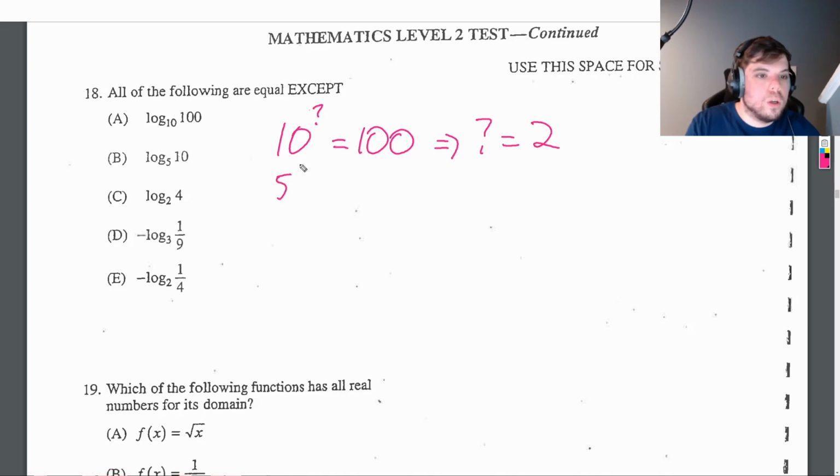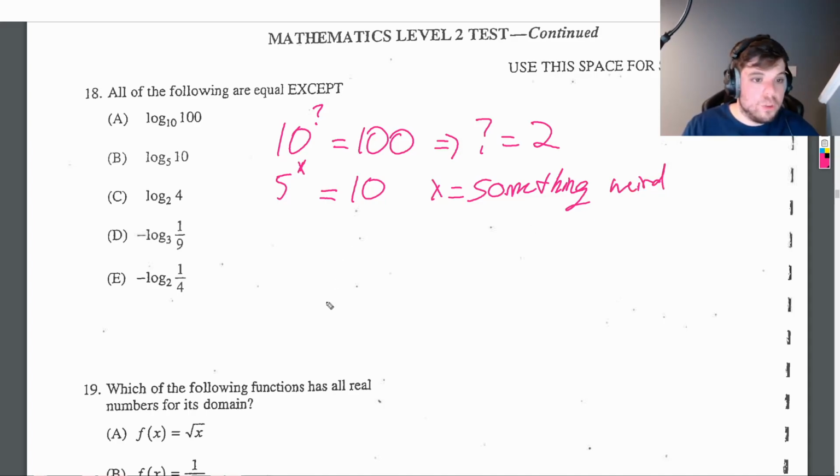5 to what exponent? We'll start calling them x. 5 to what exponent gives us 10? I don't know, something weird. So x is something weird. Who knows? It's log 5 10, whatever it is. It's weird. So first one is 2.